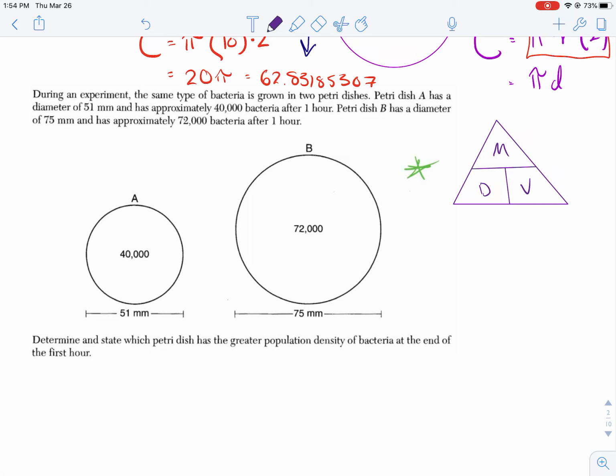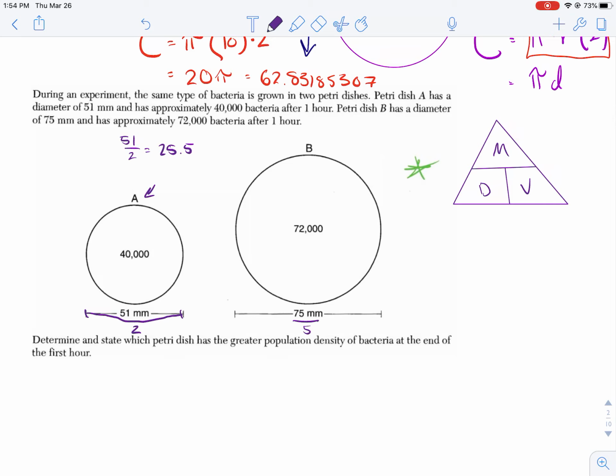The first thing we want to do is find the area of each of these circles. We're not trying to find the volume, because this isn't a three-dimensional shape. We're trying to find the area. In order to find the area of this circle, we need to take this diameter and divide it by 2. So 51 divided by 2 is 25.5.